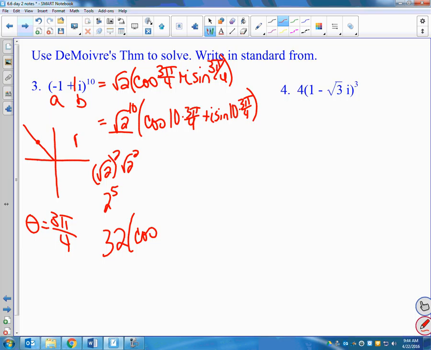And then 10 times 3 pi fourths, I'm going to simplify my fractions here and say that's 15 pi halves. Is that true? 3 pi fourths, 16 pi halves.